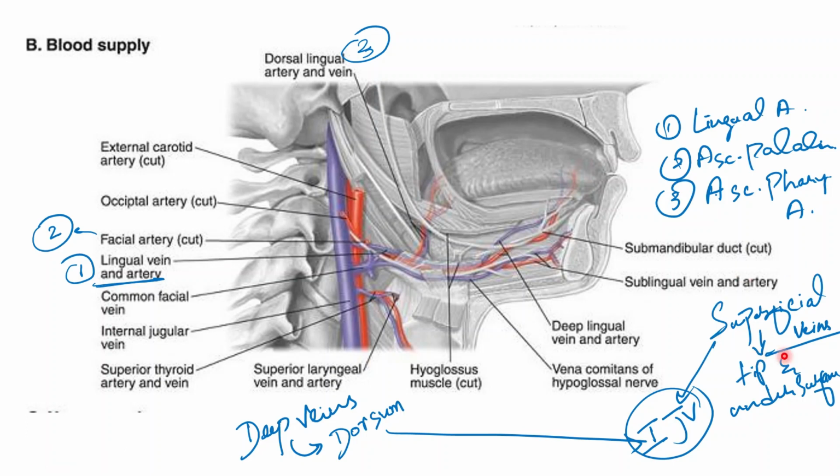The superficial veins accompany the hypoglossal nerve and end in the internal jugular vein. These superficial veins take up the tip and the undersurface of the tongue, whereas the deep group of veins drain the dorsum of the tongue, and they accompany the lingual artery to terminate into the internal jugular vein. Ultimately, all the venous drainage is into the internal jugular vein. So this is about the arterial and the venous drainage of the tongue.